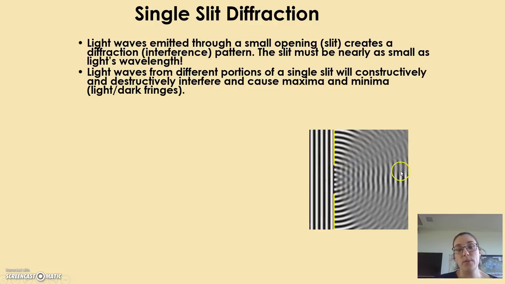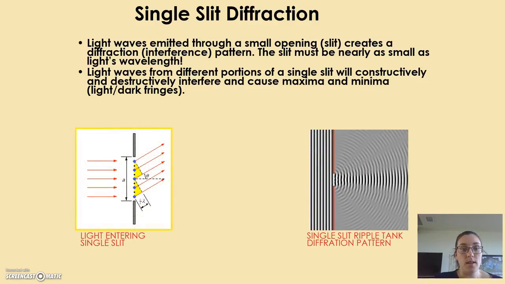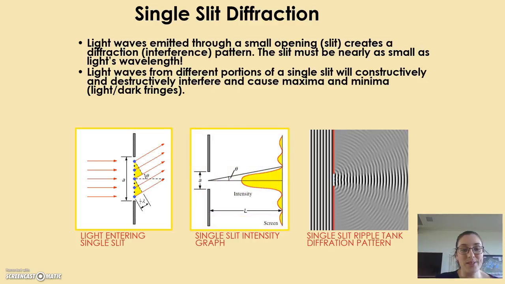If we put up a screen where the light was falling, we'd have parts that were really bright, which would be the constructive interference, and parts that were quite dark or black, which would be destructive interference. We call these maxima and minima. Obviously a maxima is a bright part and a minima is a dark part. We can work it out with a formula, and we'll have a look at that in a bit more detail later on.